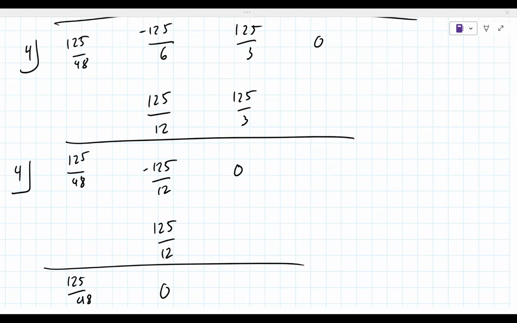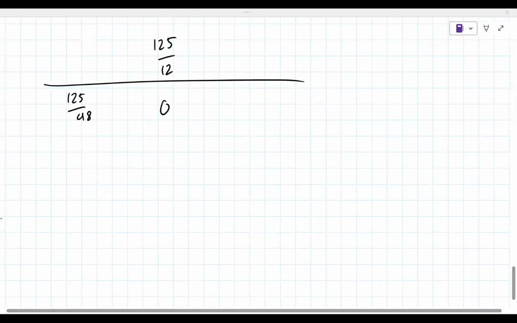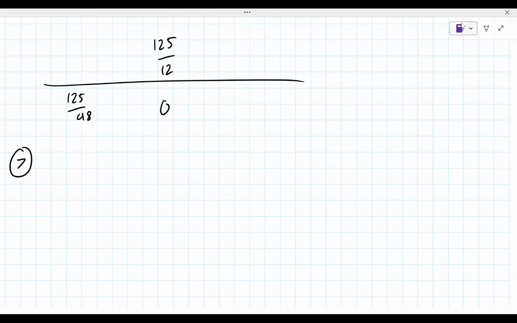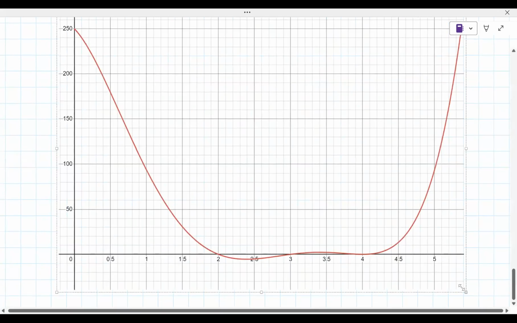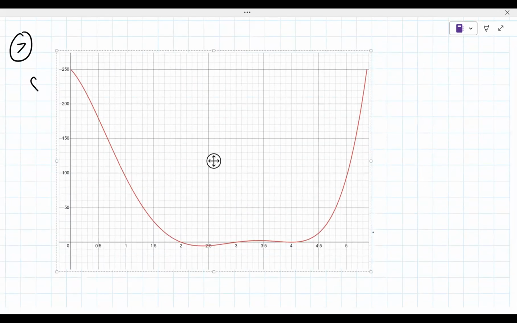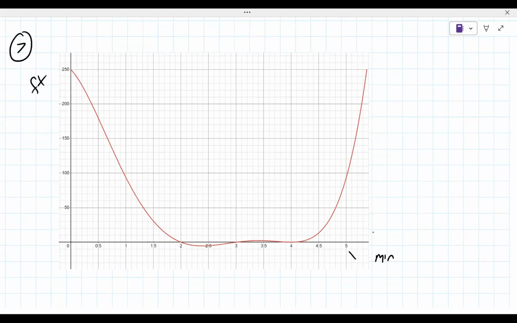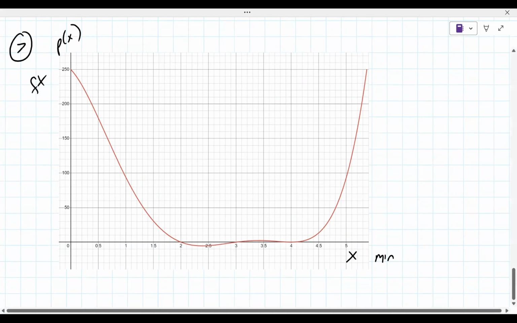Number 7, we already have. Let me help you out with that though. So the one I snipped in has the equations and stuff in it. So let me snip this in. So the things you're going to want to add here, this is in feet, this is in minutes, this is X, this is P of X. That feels like that's good enough for number 7.